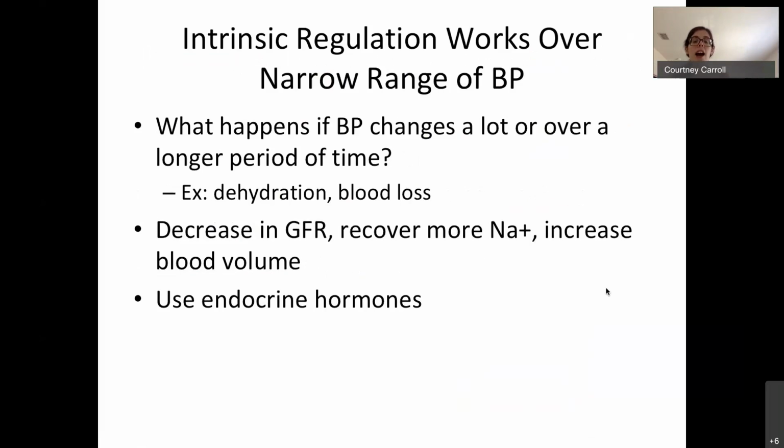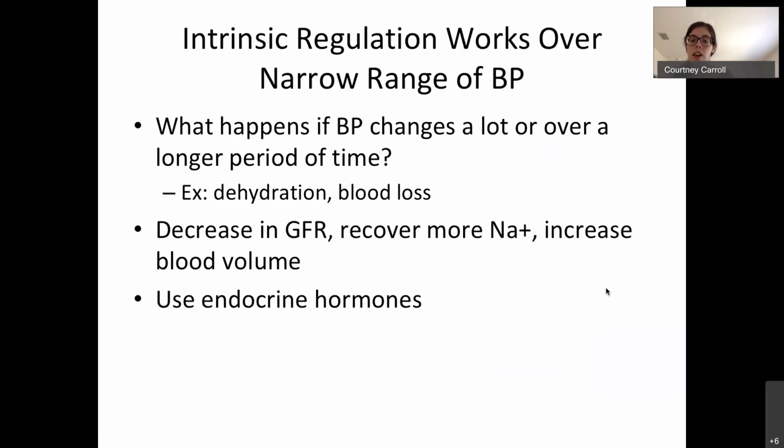However, if we have a large change in blood pressure or it happens over a long period of time, think something like chronic dehydration, or you got a lot of blood loss, right? Large decrease in blood volume, that's going to decrease your blood pressure. You need something else. So with that, we're going to use endocrine hormones to try to decrease our GFR, to recover more sodium, and increase our blood volume. Especially when we're talking about blood loss, we want to increase our blood volume.